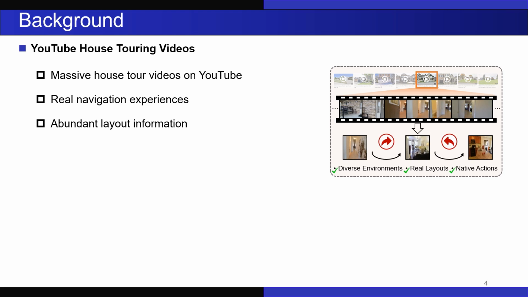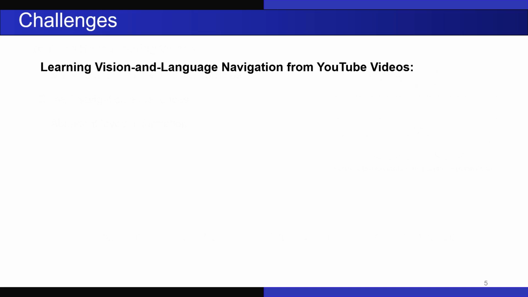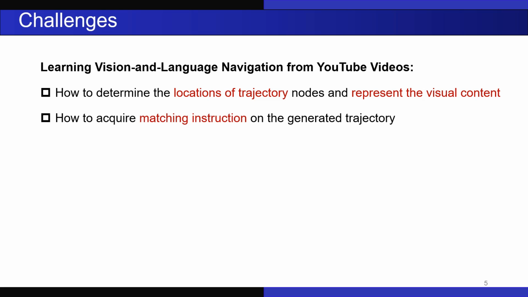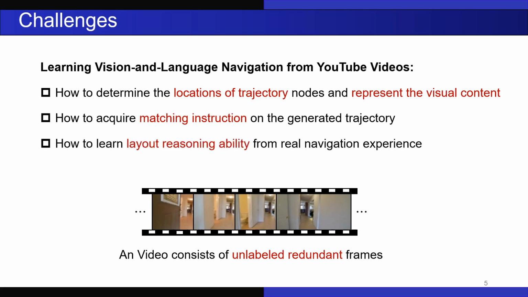Inspired by this, we could obtain more diverse environments, real layout information, and native internode actions from this type of video. So the question is, how can we learn VLN from YouTube house touring videos? To achieve this, we have to tackle the following challenges. 1. How to determine the locations of trajectory nodes and represent the visual content. And 2. Acquire matching instructions for the generated trajectory, since each video consists of unlabeled redundant frames. Moreover, we also need to consider how to learn layout reasoning ability from real navigation experience.